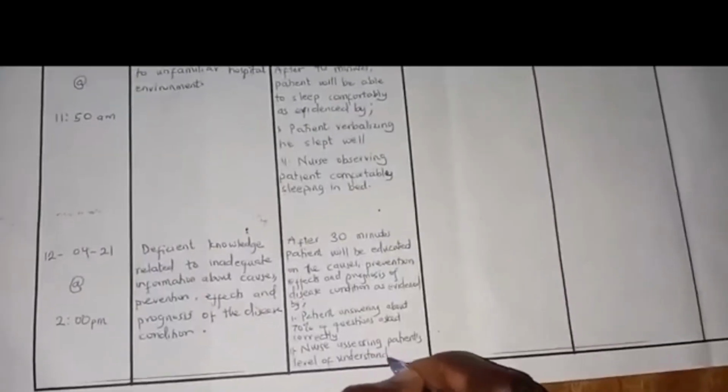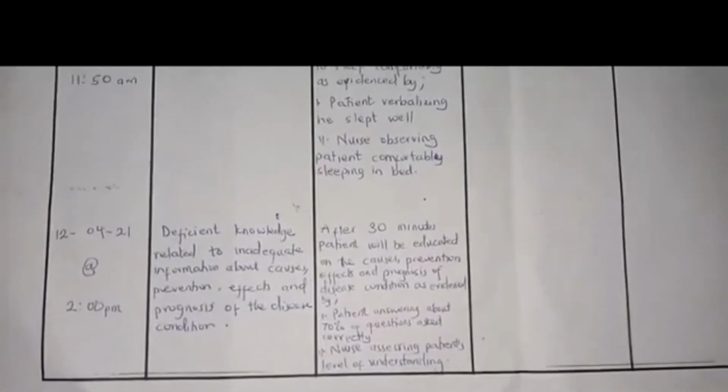2. Nurse assessing patient's level of understanding. So this is it. We are done with our 3 objectives as well. So the last one, after 30 minutes, the patient will be educated on the causes, prevention, effects, and prognosis of the disease condition, as evidenced by the patient answering about 70% of the questions asked correctly, and the nurse assessing patient's level of understanding.